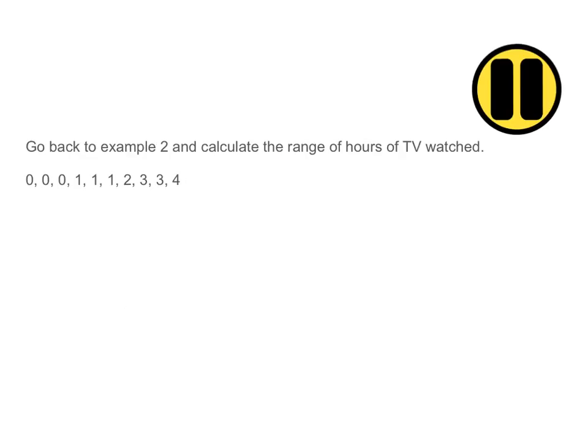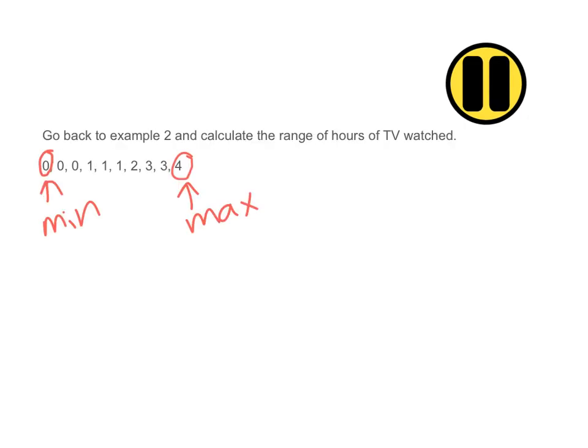All right, now I want you to go back to example 2 and calculate the range of the hours of TV watched. All right, so first we find the maximum and the minimum. So 4 minus 0 will give you 4. So the range is 4.